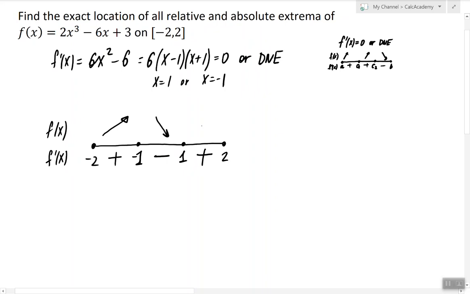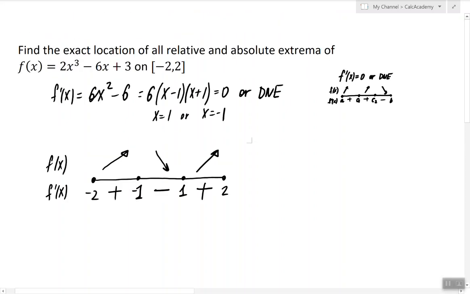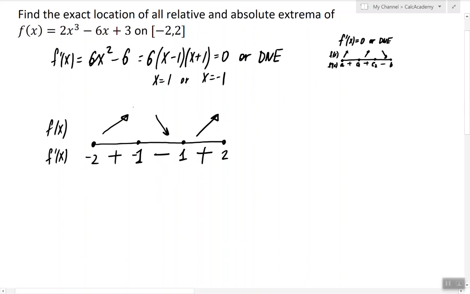So it's increasing from -2 to -1, and decreasing from -1 to 1, and then again increasing from 1 to 2. And what we see here from the graph is that at -1 we have a relative max, at 1 we have a relative min, and it's not clear what we have at -2 and 2. We could possibly have absolute max and absolute min at those endpoints. So let's go ahead and evaluate the function at all of these points.